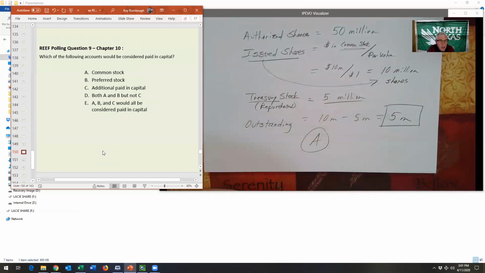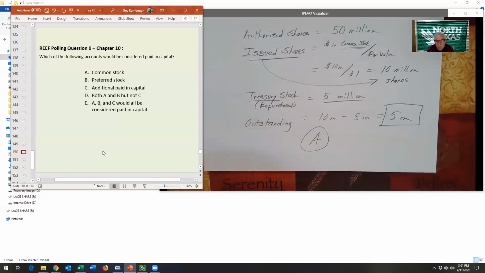Which of the following accounts would be considered paid in capital? You can pause the video and think about this for a minute. All right. Guess what? Common stock, they paid in money to purchase common stock for the company. The company received money. Preferred stock also sold by the company. And we already know additional paid in capital are amounts paid in above the par value. And I guess you should know that because it's called the paid in capital, additional paid in capital. It's got to be part of the paid in capital. We're not too tricky on the way we name things.